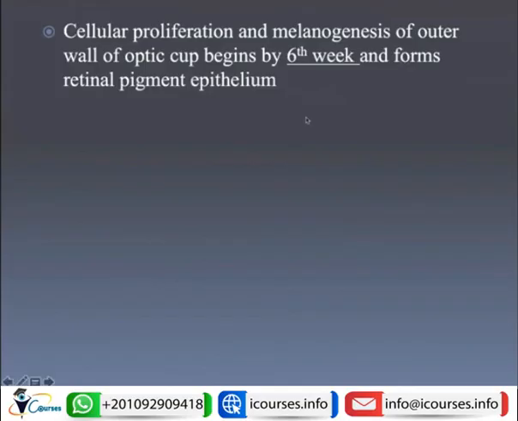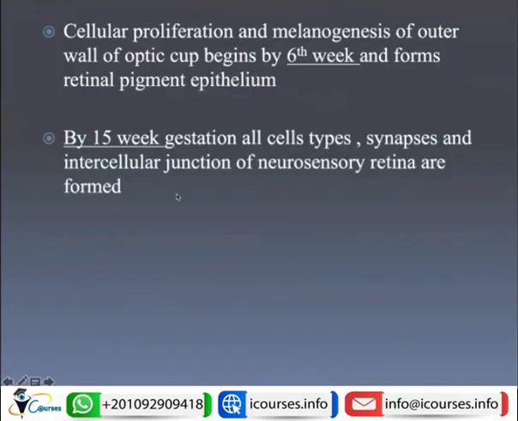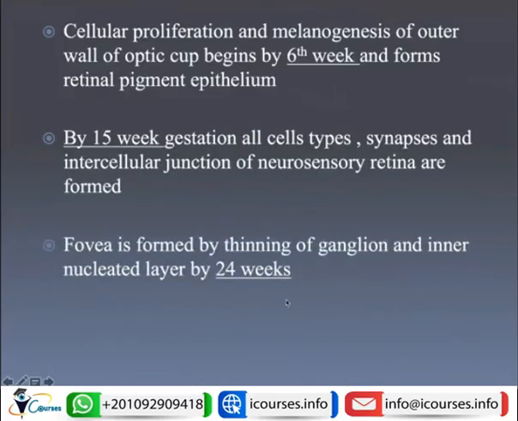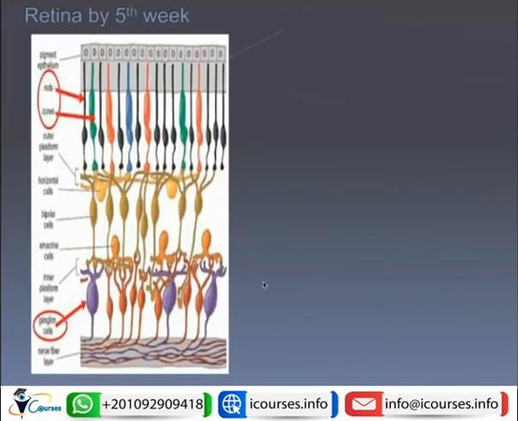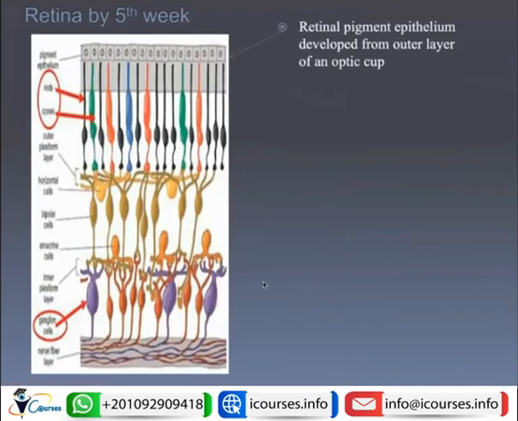Serial proliferation and the melanogenesis, so there will be melanin deposition within the outer wall of the optic cup, will occur at the 6th week to form the retinal pigment epithelium. And by the 15th week, all cell types and synapses are formed within the neurosensory retina, while the fovea is formed by the thinning of the ganglion cell layer and the inner nucleated layer by the 24th week of gestation. And by the 5th week, this will be the configuration of the retina.